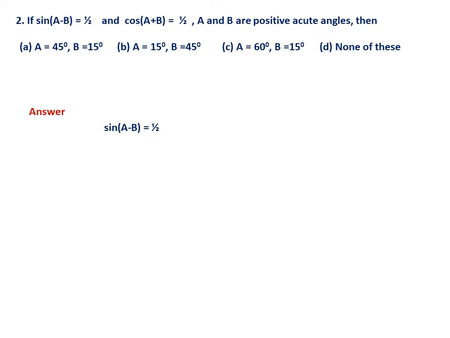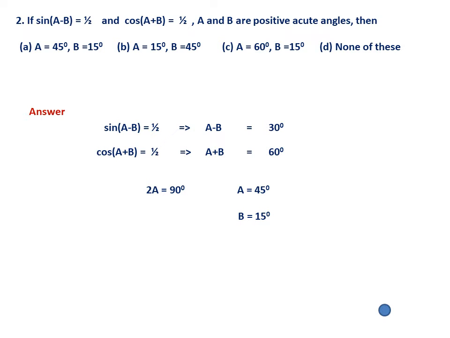Sin of (A minus B) is half means A minus B must be equal to 30 degrees. Similarly, cos of (A plus B) is half means A plus B must be equal to 60 degrees. Now there is no difficulty, you just have to solve them. 2A equals 90 degrees. So A equals 45 degrees and B equals 15 degrees. So definitely I think the option is A. Even if I don't write the option here, you need not worry, because the answer is evident. So this is the second question.